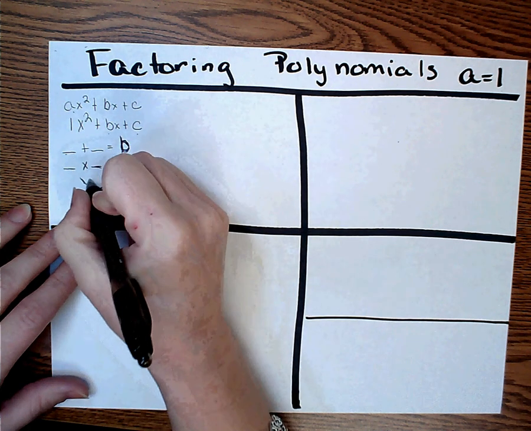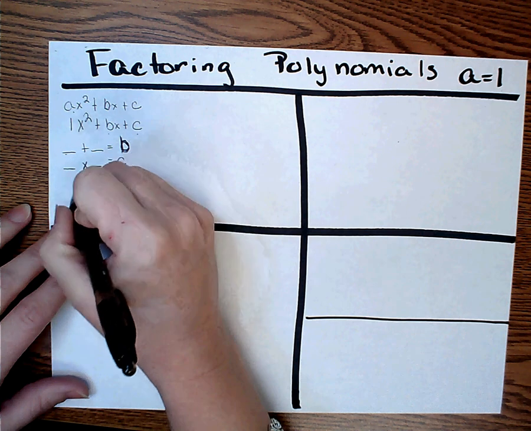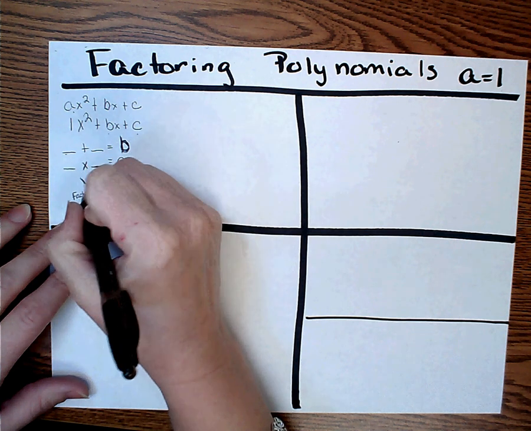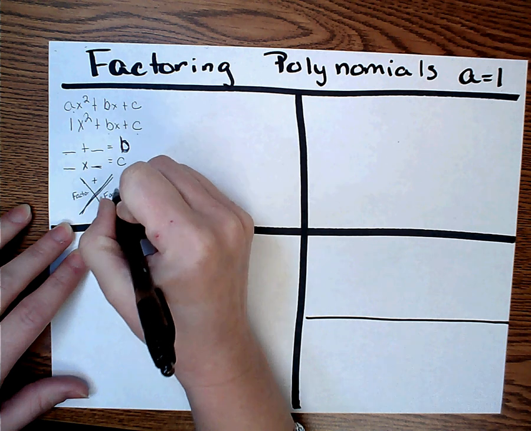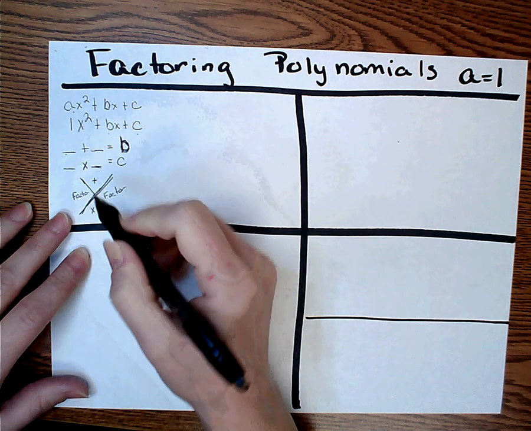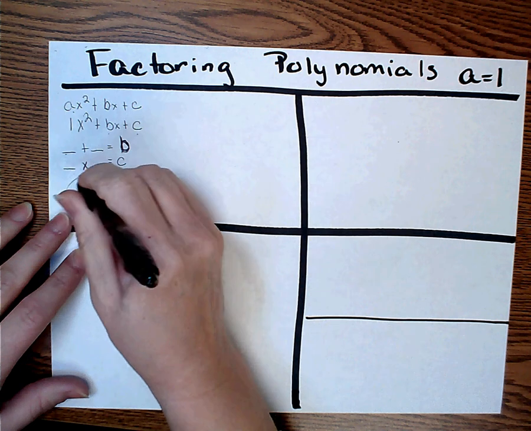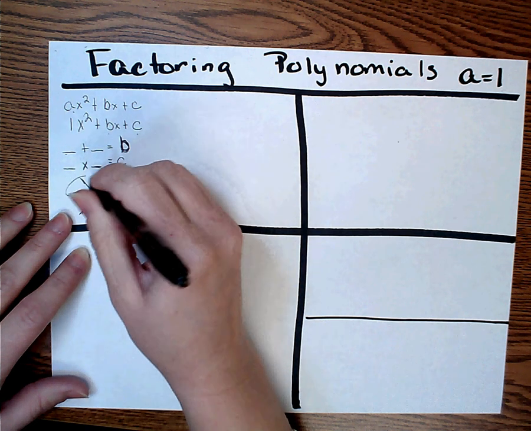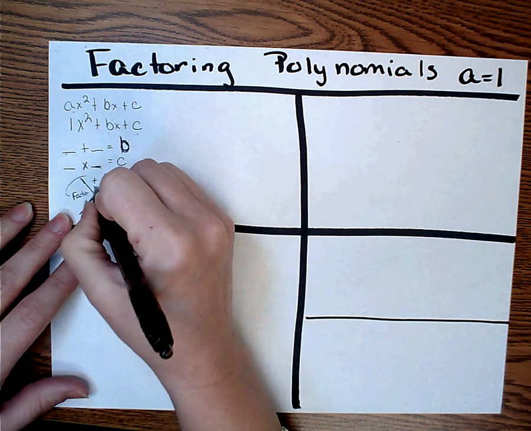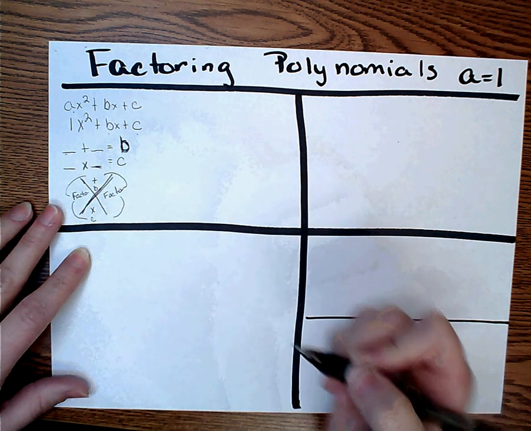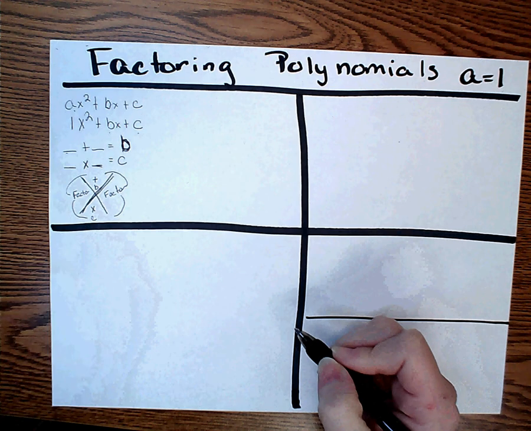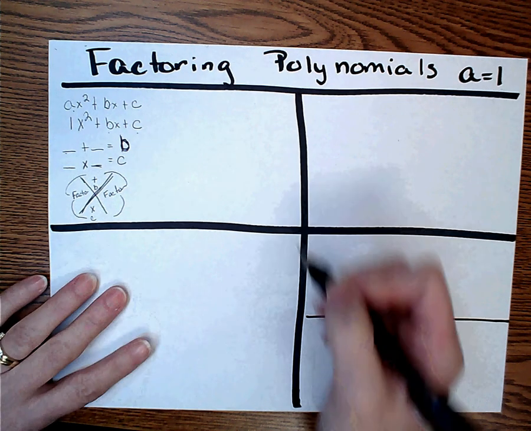And we do have to add up to this number, so I have a factor and a factor. This factor and this one have to add together to give me my b value, and then they also have to multiply to give me the c value. This one can be kind of confusing, but I promise it will make sense when we do examples.